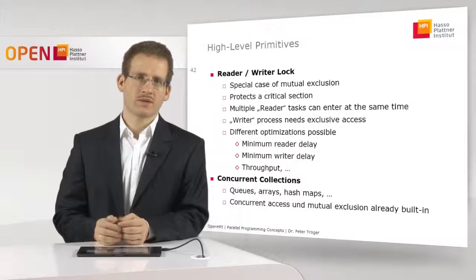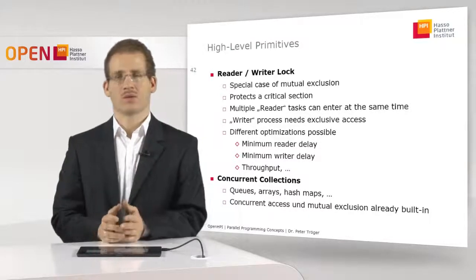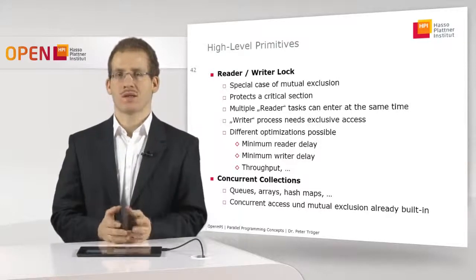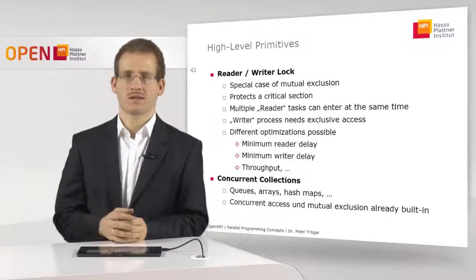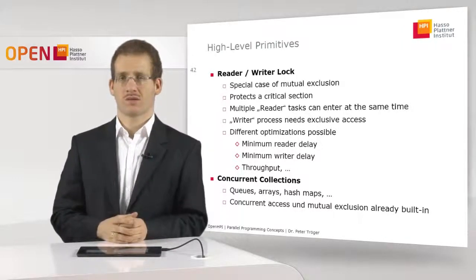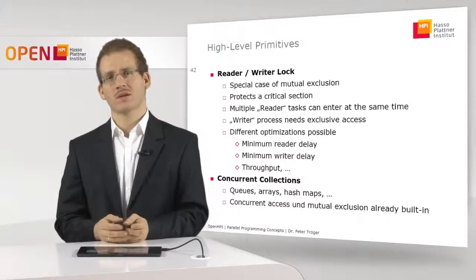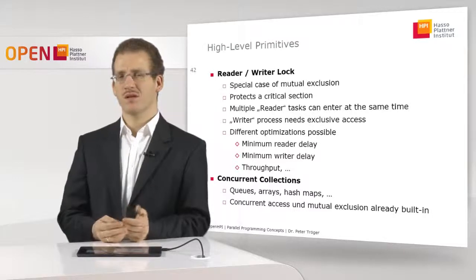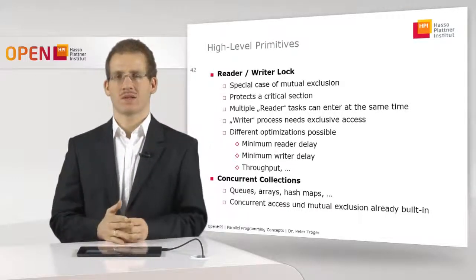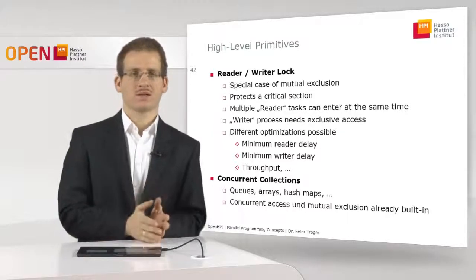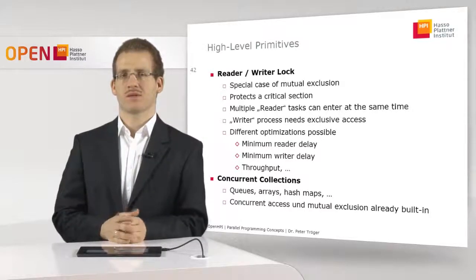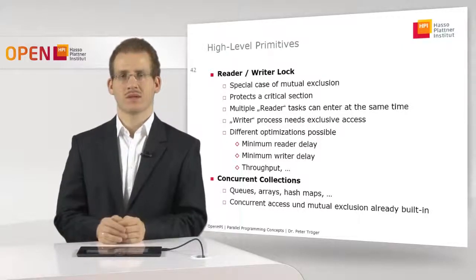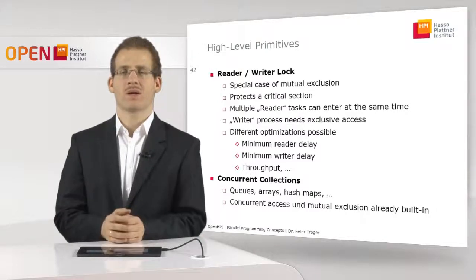The second high-level primitive that can be commonly found in literature is the so-called reader-writer lock. A reader-writer lock is a special case of a mutex, so it also protects a critical section from concurrent access or from parallel access by different concurrent activities. A reader-writer lock allows you to have multiple so-called reader activities, reader tasks, inside the critical section at the same time, while another class of activity could be a writer, and this writer should have exclusive access to the critical section. So the idea here is that you have a more high-level scenario for your synchronization that is already implemented in this reader-writer lock synchronization primitive.